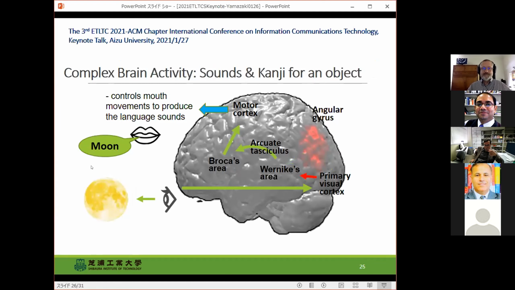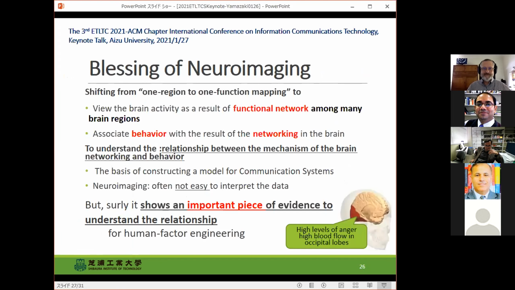But when you see just a picture, the figure, the process is different. It goes to primary visual cortex and directly goes to these language areas to produce sounds. This is actually true for Chinese characters, which is called kanji. This Chinese character means moon. So this Chinese character is actually processed as a picture, like the moon picture.